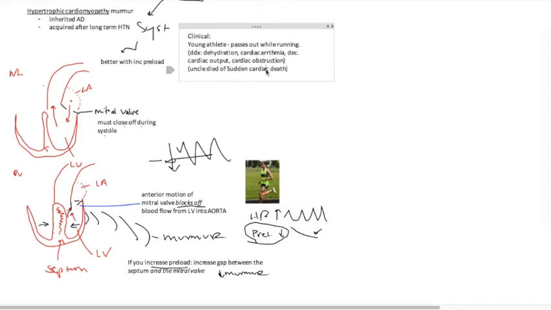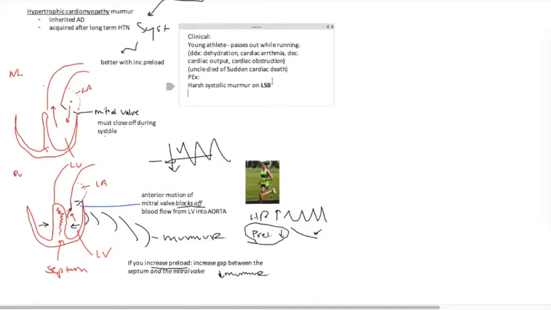But then his uncle died of a cardiac death, so then you think, okay, well, he's probably got some sort of disease. You listen to his heart on the physical exam. Harsh systolic murmur on left sternal border. Okay, and I'll explain the location of this in a minute. You're going to hear the murmur on the left sternal border, just based on the location. And the locations of these murmurs, they're actually really easy.